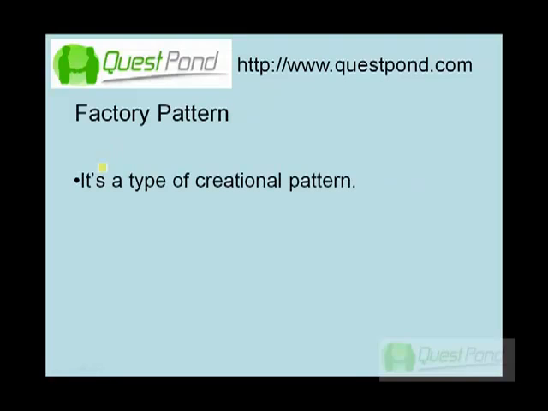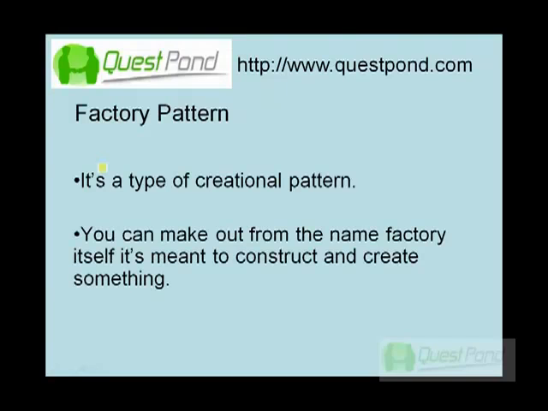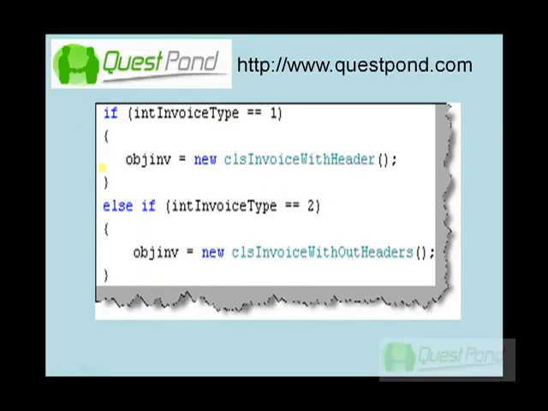So the first thing, factory patterns belong to the creational pattern category. It helps us to solve problems revolving around the architecture of creating objects. We'll try to see what exactly are the problems revolving around creating objects from the architecture point of view. As the name suggests, it's a factory, so it constructs and creates something. Basically, it helps us to create objects.